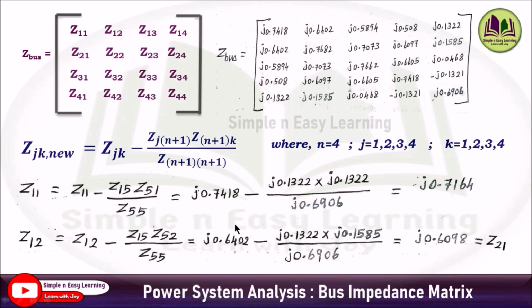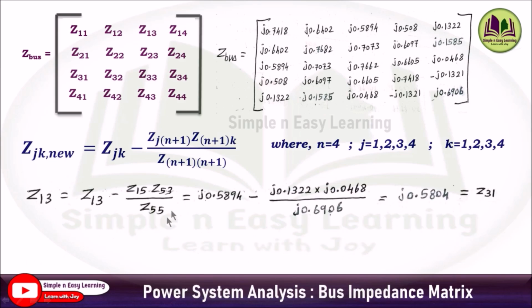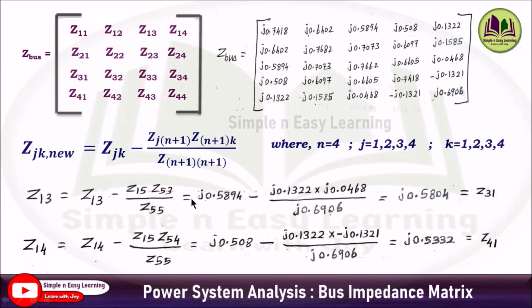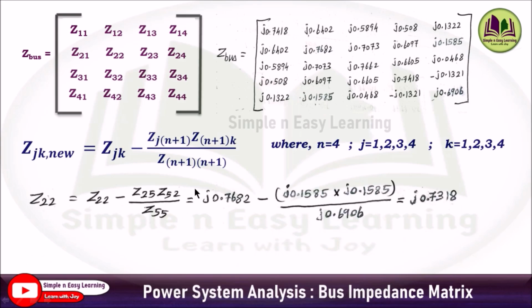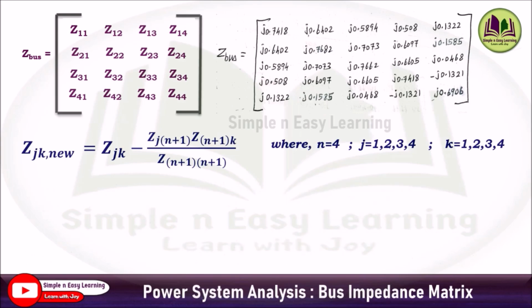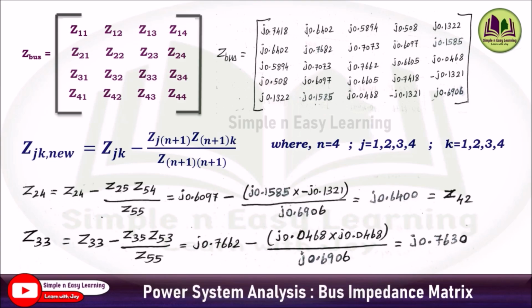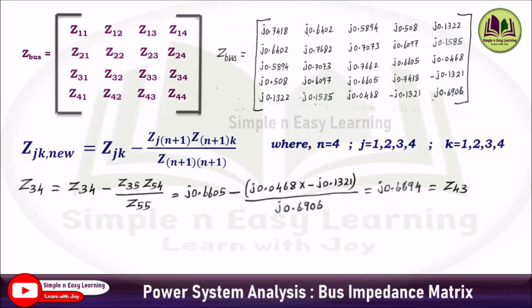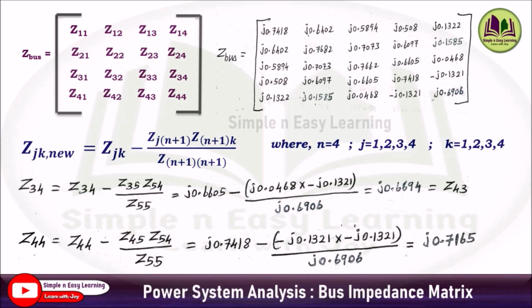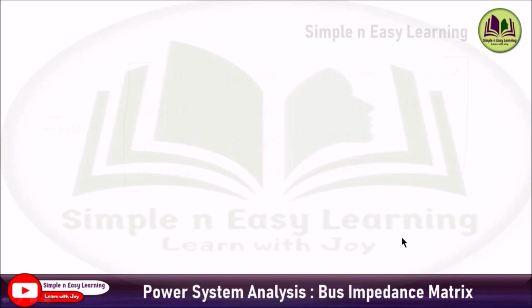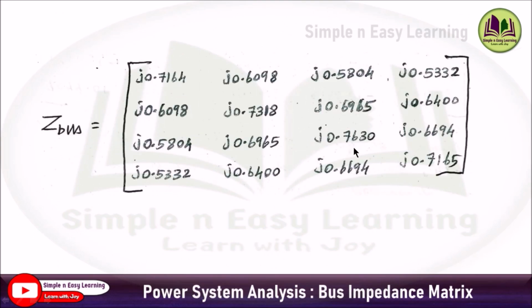So Z11, Z12, Z21, Z13, Z31, Z14, Z41, Z22, Z23, Z32, Z24, Z42, Z33, Z34, Z43, and finally Z44. Arranging all these values in matrix form, you will be getting the final answer in a 4 cross 4 matrix. So this is the final Zbus matrix for this problem. This is how you need to solve this problem using the bus building algorithm method.